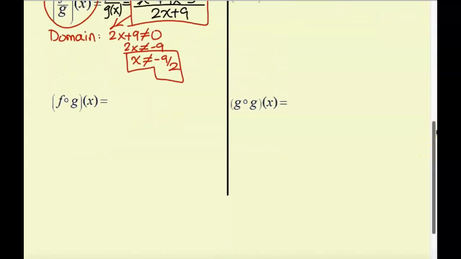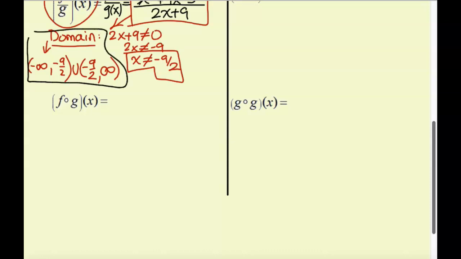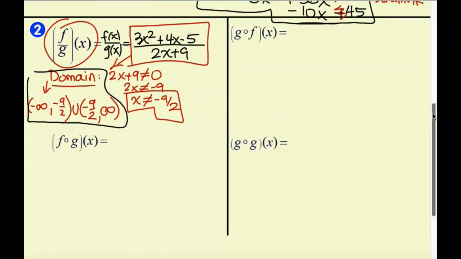I'm going to show you a couple other ways to write that domain as well. Or at least one other way that I'd like you to write a domain that has a restricted value for x. Okay, here it is right here. So you could say that negative infinity to negative 9 over 2 is okay, and then put a union symbol and then negative 9 over 2 all the way to positive infinity. So technically speaking, that would be the official best way of writing that domain.